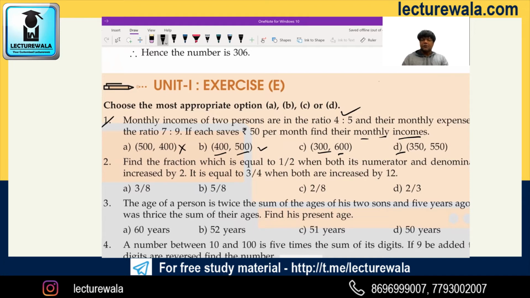Guys, if each saves 50 rupees, income is 400 and saving is 50, which means the expense will be 400 minus 50, that is 350. Similarly for the second one, 500 income, 50 saving, that means expense will be 450, and the question said the expense ratio should be 7:9. Check. Zero gone, 5:7, 5:9. Yes. So this option is satisfying all the conditions of the question. So this will be the answer. All the conditions of the question, guys. Clear?